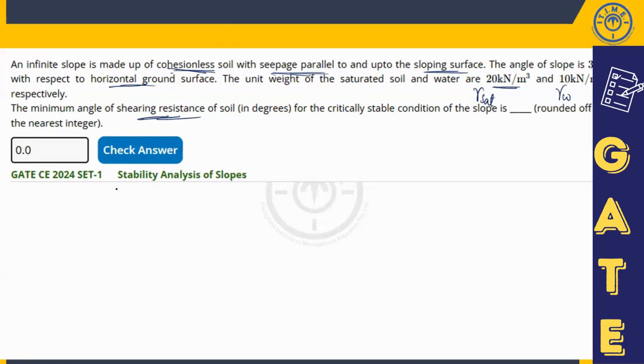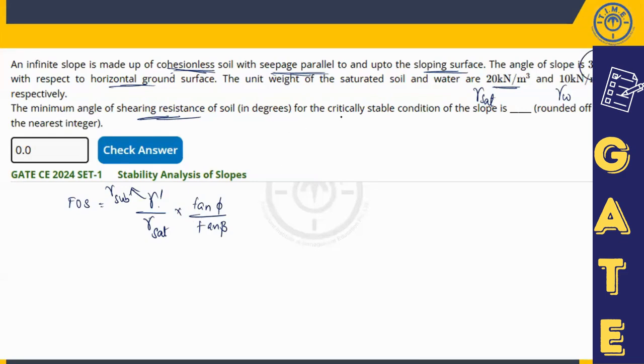So listen, my dear students, we have a factor of safety equation. And why are we taking factor of safety, and how much do we need to take it? I'll be telling you. Factor of safety is equal to gamma dash, that is nothing but gamma submerged, which is gamma sat minus gamma W, into tan phi by tan beta. Beta is the angle of slope with horizontal.